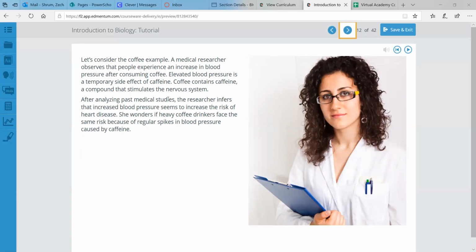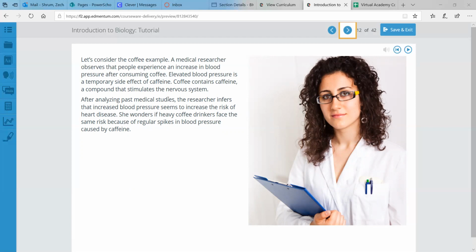This gives a coffee example. A medical researcher observes that people experience an increase in blood pressure after consuming coffee. Do you guys drink coffee yet? Is that a high school? Yeah, no, I drank coffee in high school. I don't know what I'm talking about. Elevated blood pressure. I love caffeine.